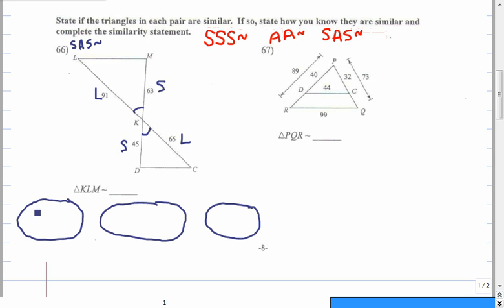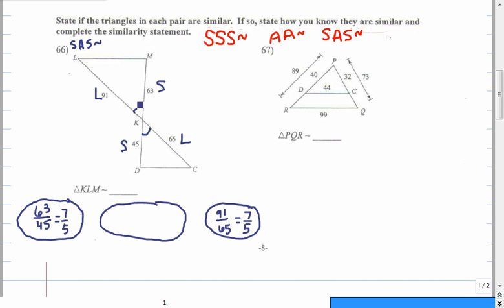So we've got 63 over 45. What does that reduce to as a fraction in lowest terms? 7 over 5. Very good. Now let's take our other side ratio. So we've got 91 compared to 65. What does that reduce to? Exactly, 7 over 5. So we know that we have the same ratio of our sides.